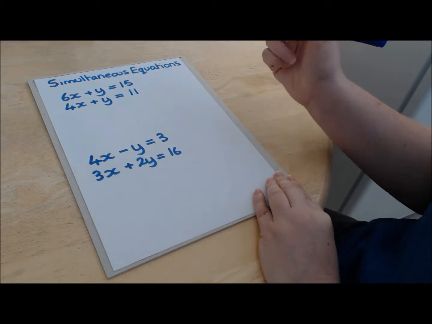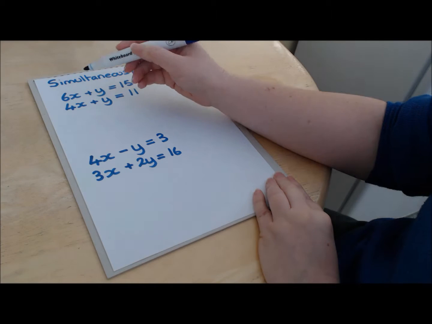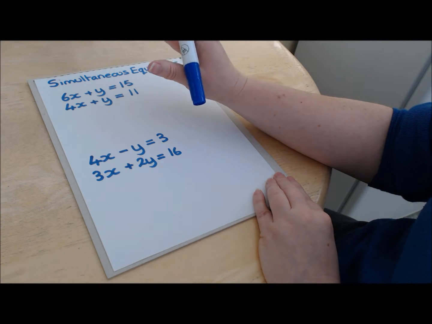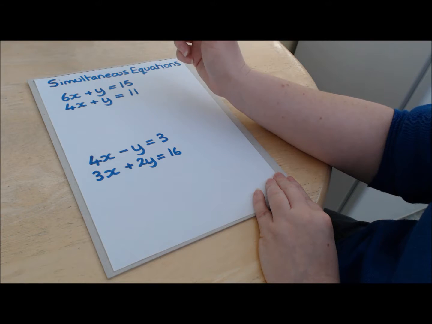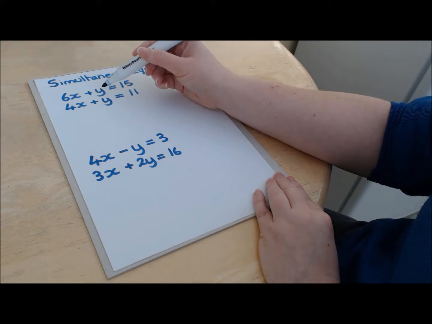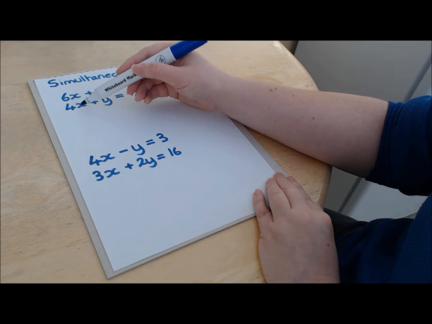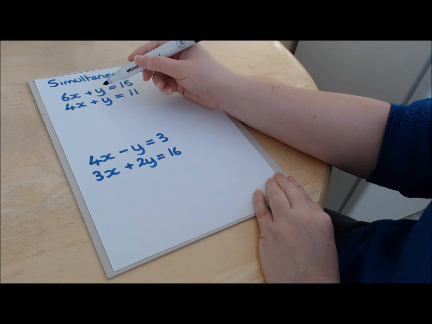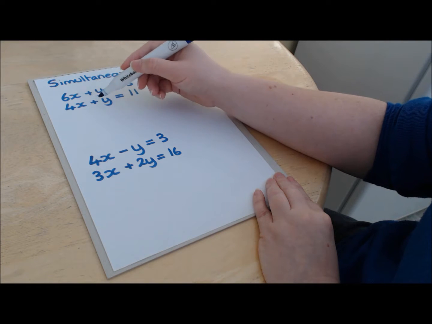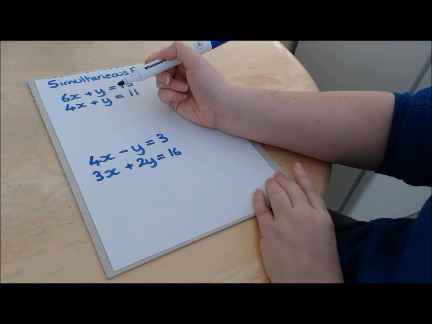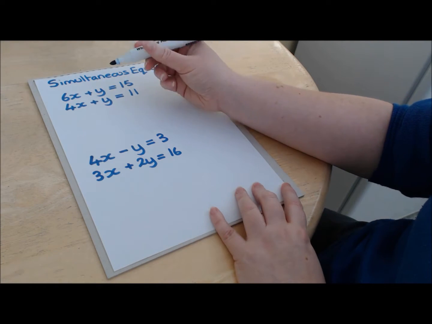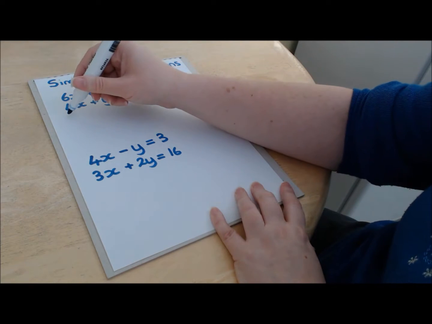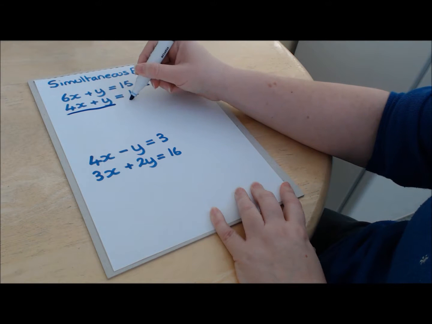Okay, the first thing we need to do is look and either find, or we'll find in future examples, adjust these equations legally so that we have either the x parts the same or the y parts. So you can see in this example the y's are already the same value. So in this case what we're going to do, we're going to literally take away these equations. So you can think of it like a takeaway sum if you like.